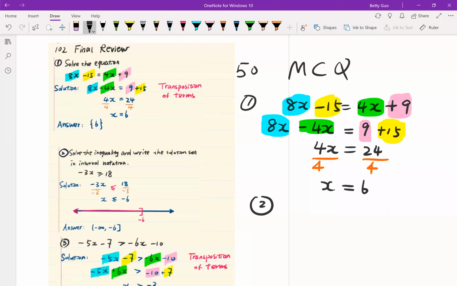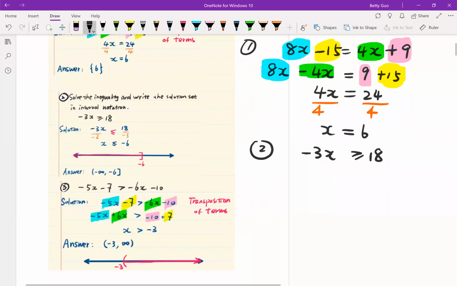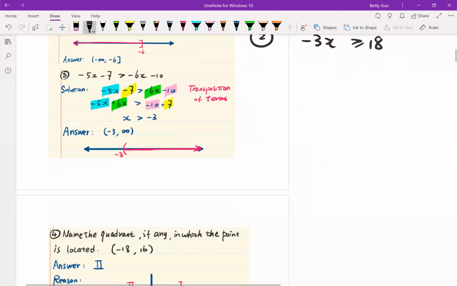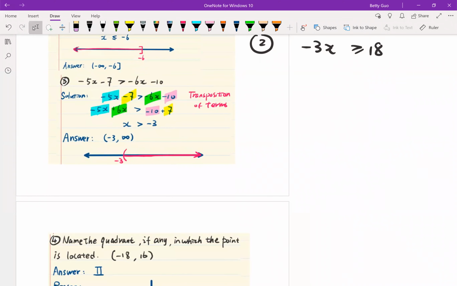Number 2, solve the inequality and write the solution set in interval notation. The inequality is negative 3x bigger than or equal to 18. One term on the left, one term on the right, it is a simple inequality. The inequality symbol is bigger than or equal to.